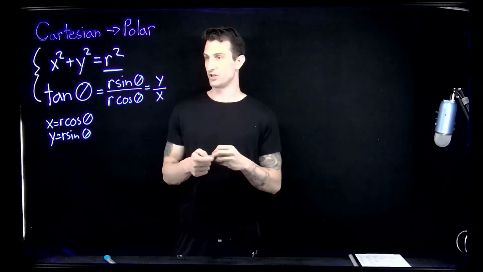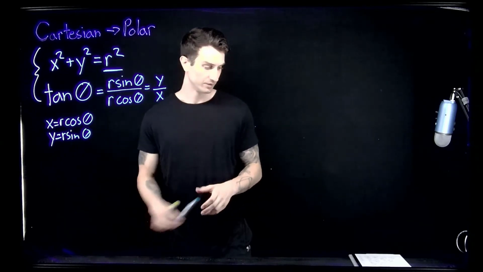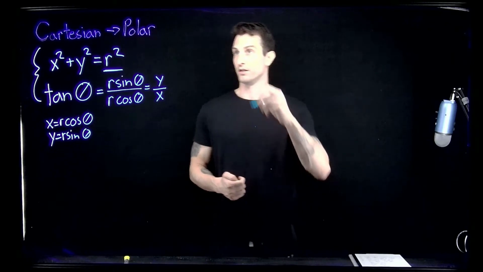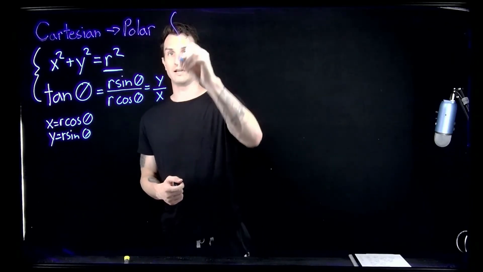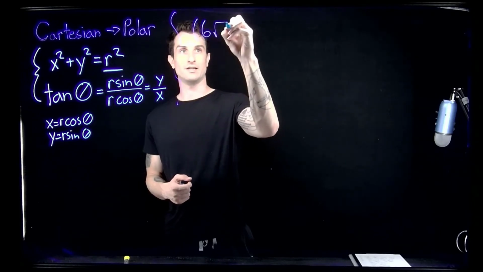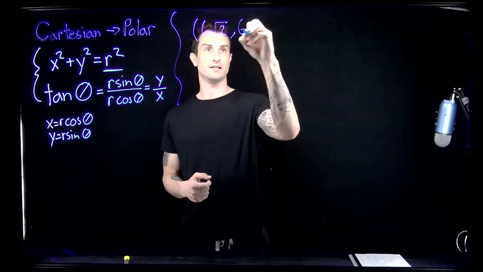Going from Cartesian to polar. So let's jump into an example. Maybe we'll do two. We'll have, let's do a little line here. Let's do 6 rad 2 and 6 rad 2.